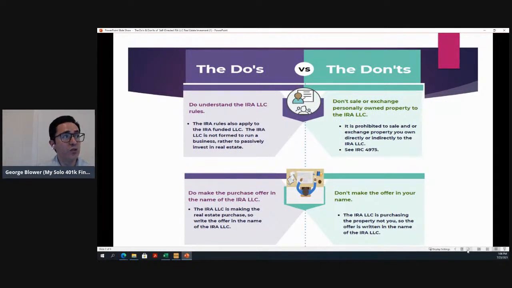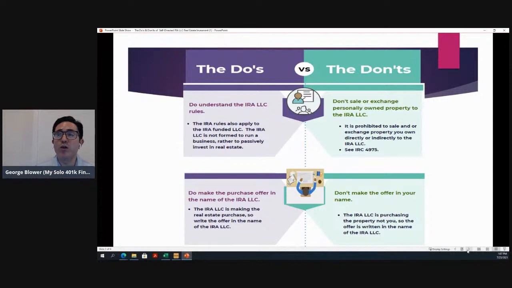Now let's turn to some additional do's and don'ts. So next, you want to make sure that you understand, so do understand the IRA LLC rules. The IRA rules also apply to the LLC that's funded with your IRA money. So for example, just like you cannot run a business through your IRA, you cannot use the LLC to run a business. In other words, you need to be passively investing in real estate.